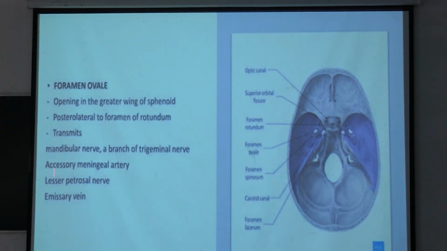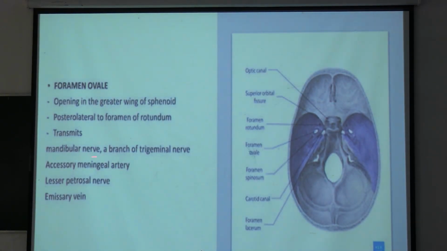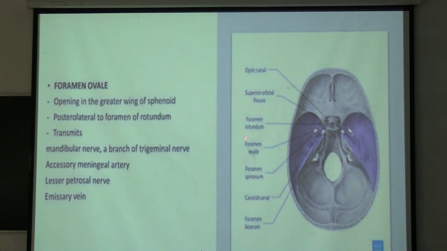And what are the structures transmitted through this foramen ovale? You can remember MALE structures from these first letters. Okay. M is the mandibular nerve, which is the third division of the trigeminal nerve. Next is accessory meningeal artery, lesser petrosal nerve and emissary vein. These four structures are passing through foramen ovale. Okay, MALE structures: mandibular nerve, accessory meningeal artery, lesser petrosal nerve, emissary vein.